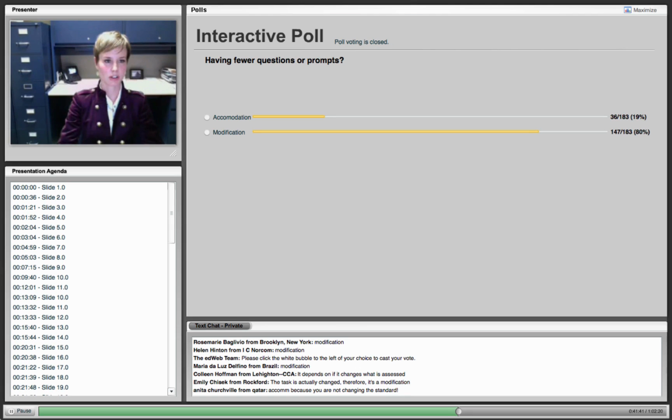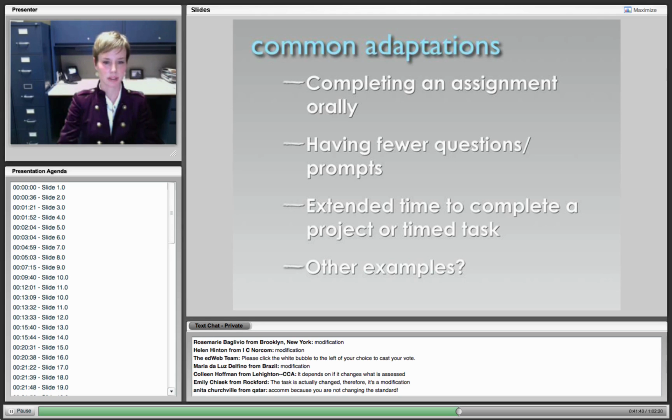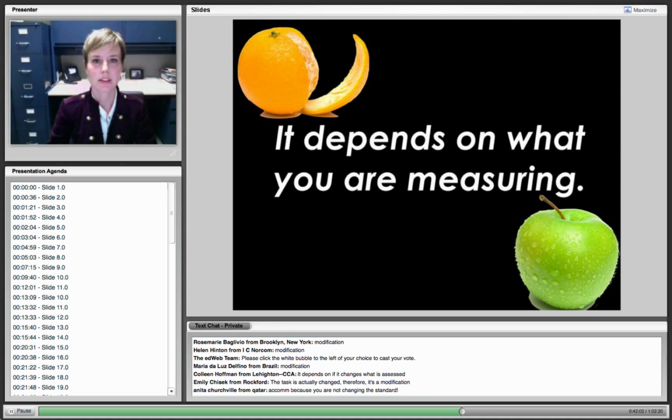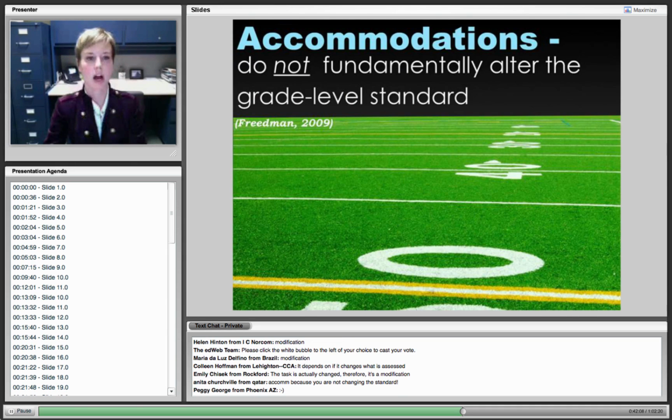All right, I should have put a poll for this. Don't answer this in the chat box, okay? But how many of you figured out this is a trick question? So a lot of times you see lists of accommodations or modifications, but really you can't answer this question unless you know what's being measured. So is it an accommodation or modification that you're providing on your assessments? It depends on what you're measuring.